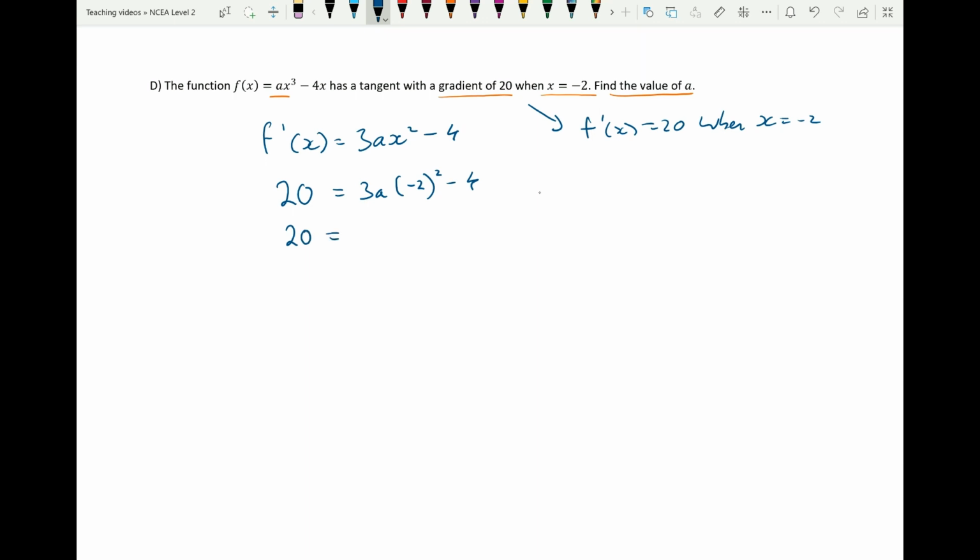So -2 squared is +4 times 3a will be 12a minus 4. Add 4 to both sides and divide by 12. And that gives us an answer that a equals 2, which is what we were asked to do, find the value of a. We have now done that. That one is an achieved question.